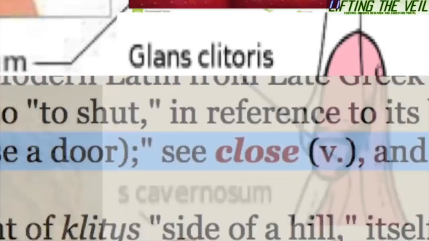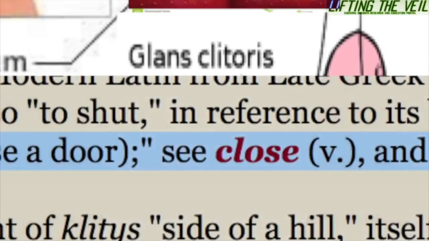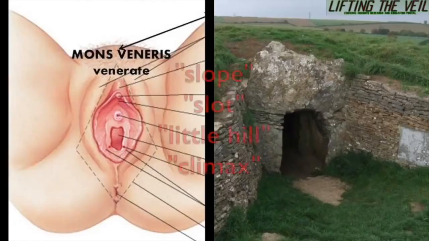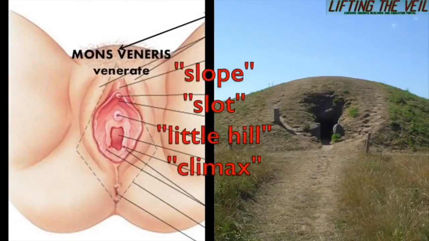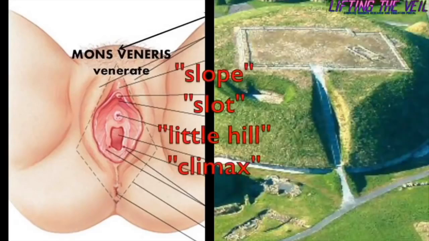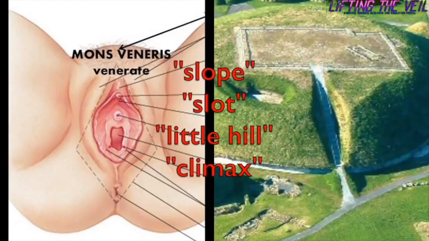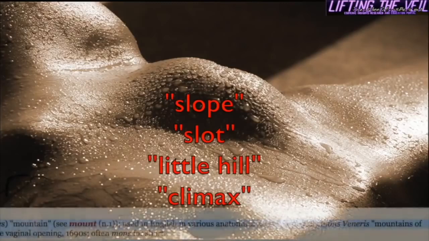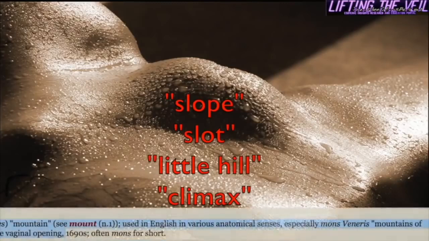Alternatively, perhaps related to Greek clitus, a variant of clitus, meaning side of a hill, itself related to klinine, to slope. So this is exactly why the clitoris is located on the side of the hill, or in other words, on the side of the pubic mons, the pubic mound, the mons pubis. From the same root as climax, and with the sense of little hill.